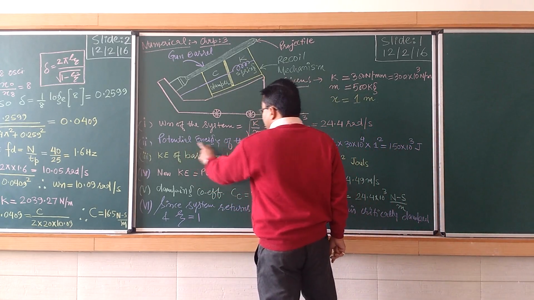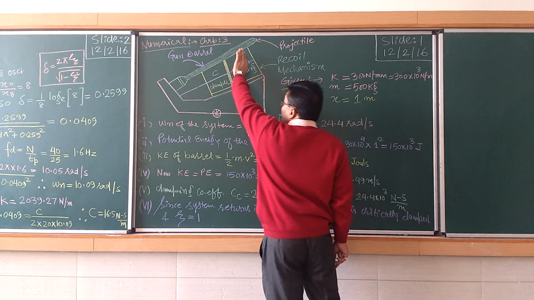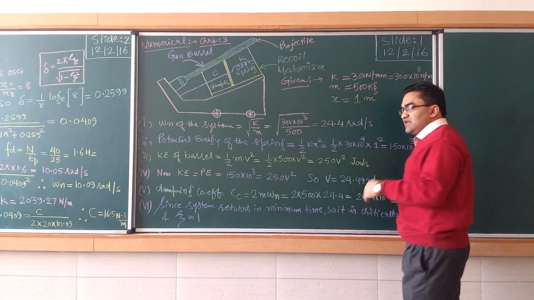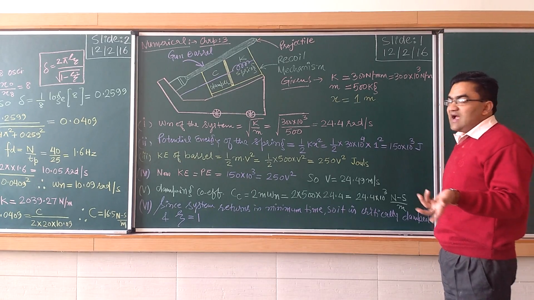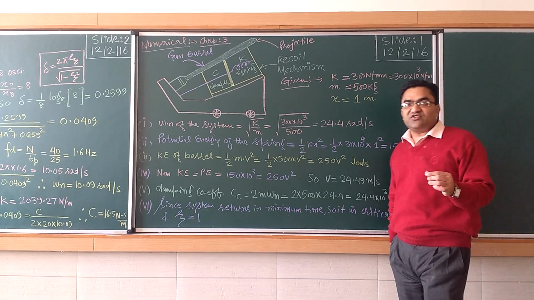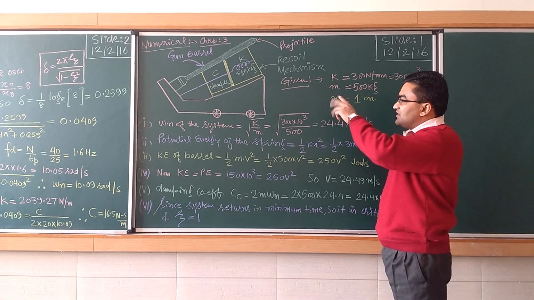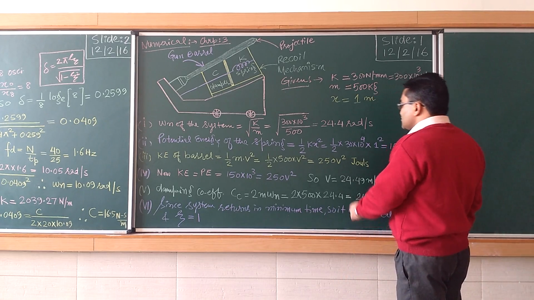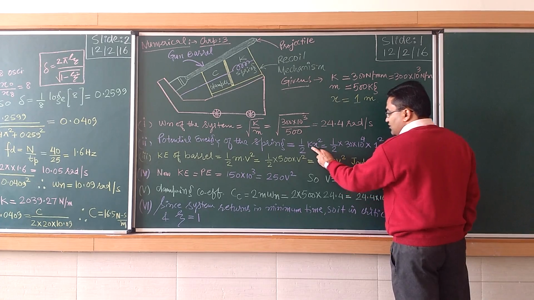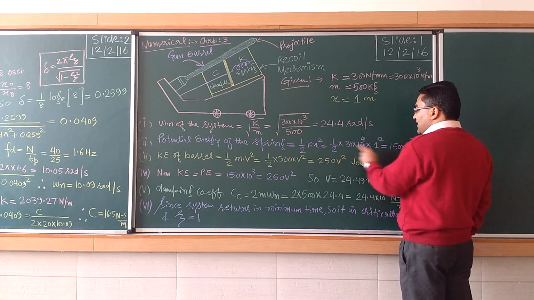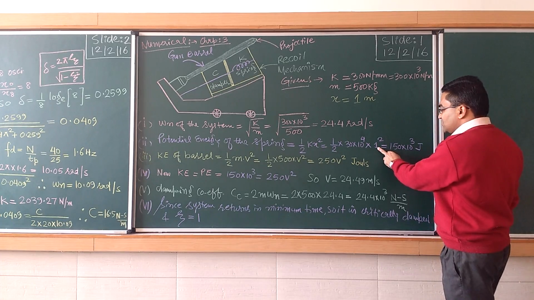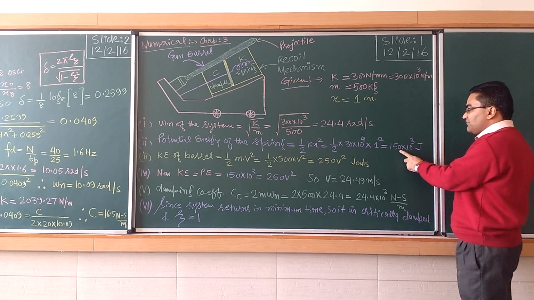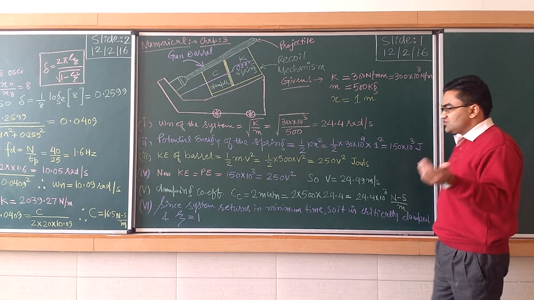Now, second point, the potential energy of the spring. Since the barrel is going backward, the spring gets stretched. Since the spring gets stretched, it stores potential energy, and it will release that potential energy during the recoil of the gun barrel, meaning when it is coming back to the original position. It is given as half of kx square. Put the value of k over here, and put the value of x, that is displacement. Displacement is 1 meter, so 1 squared. That comes out to be 150 into 10 raised to power 3 joules.